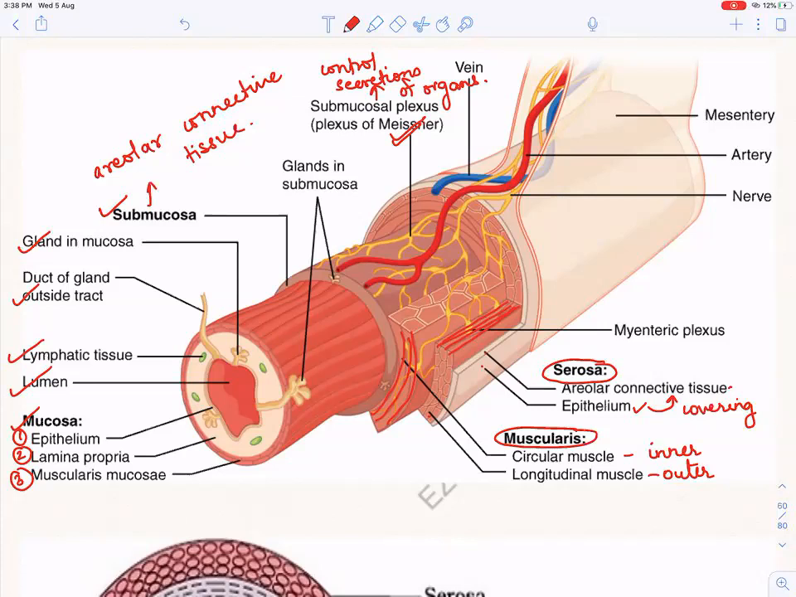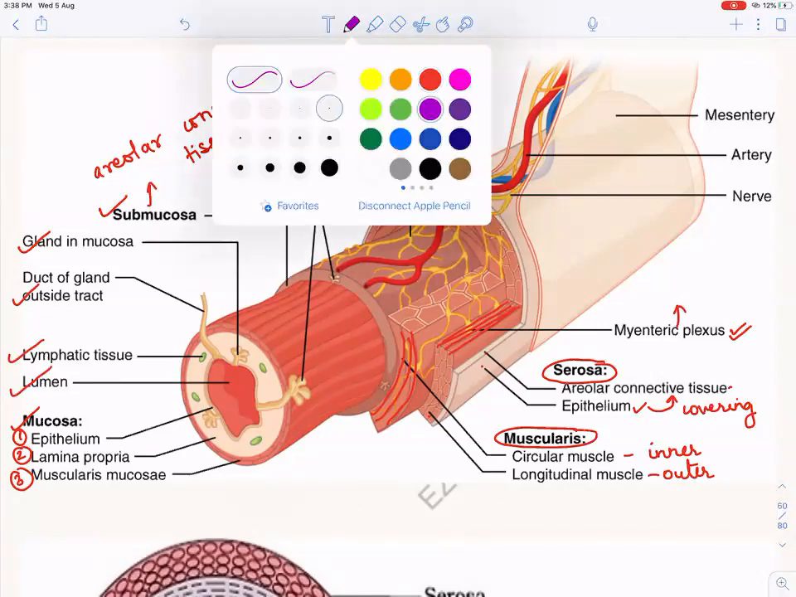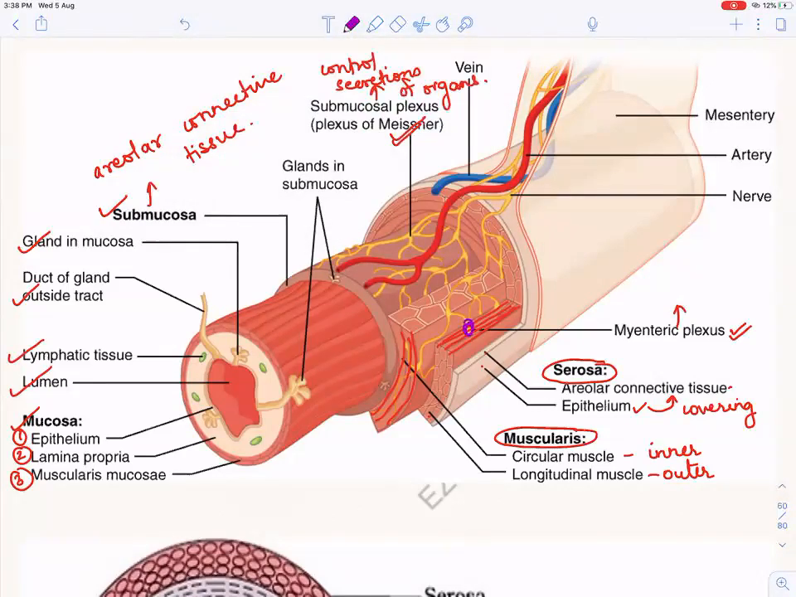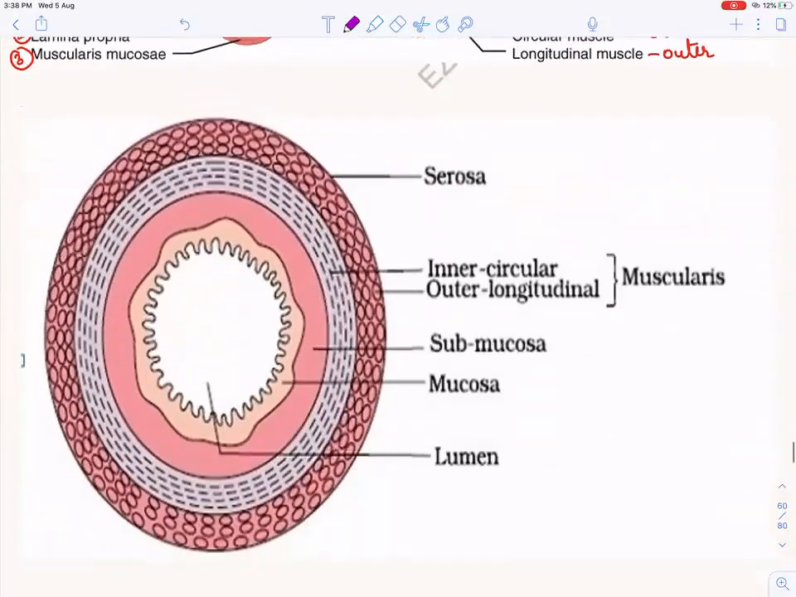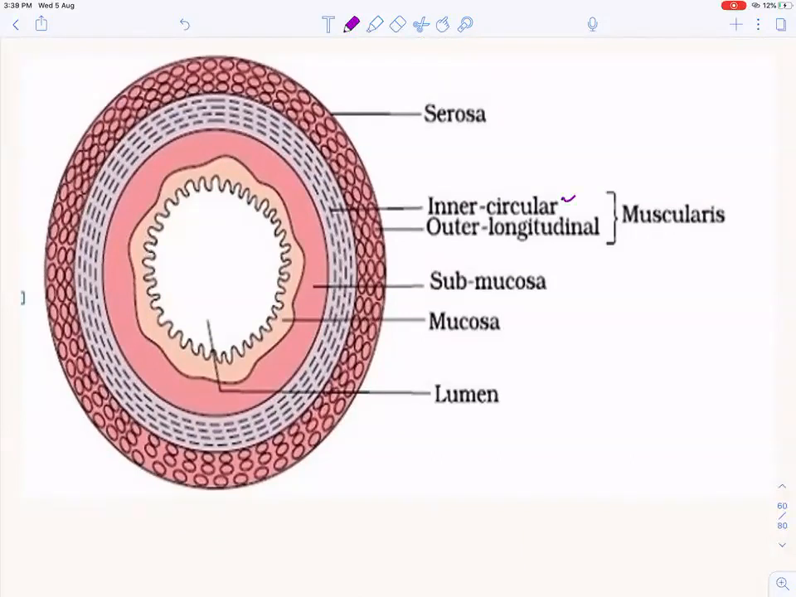Oh, this is the myenteric plexus that I was saying. This is the myenteric plexus. It is controlling peristalsis. This diagram should be crystal clear in your mind, or else you won't be able to understand digestion and absorption. This is my promise. Now, this is a cross section that we draw: inner circular, outer longitudinal, serosa, muscularis, submucosa, mucosa, and lumen.